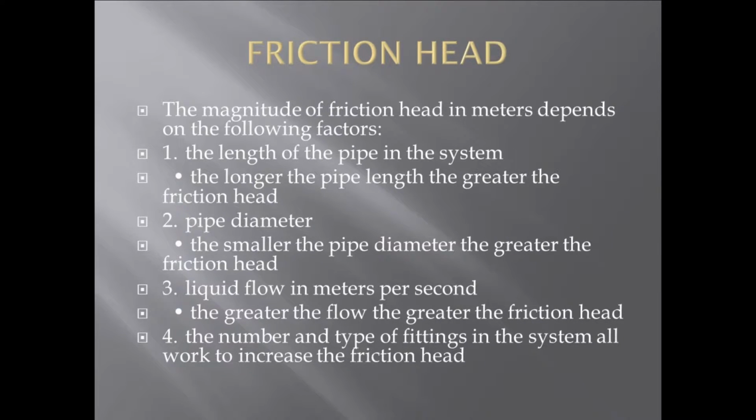The magnitude of friction head in meters depends on the following factors. 1. The length of the pipe in the system. The longer the pipe length, the greater the friction head. 2. Pipe diameter. The smaller the pipe diameter, the greater the friction head. 3. Liquid flow in meters per second. The greater the flow, the greater the friction head. And 4. The number and type of fittings in the system all work to increase the friction head.